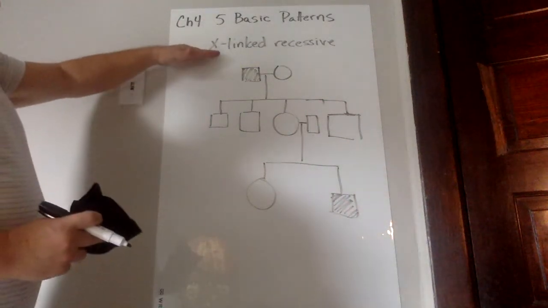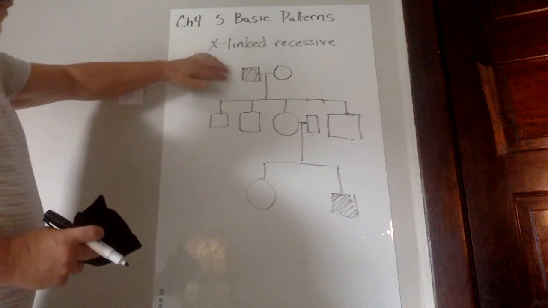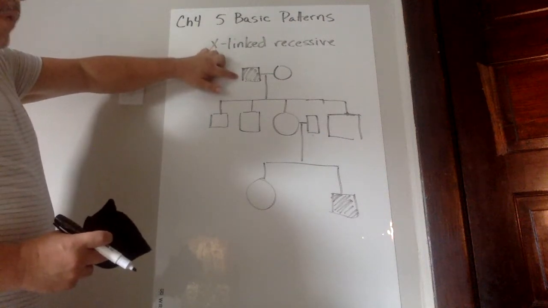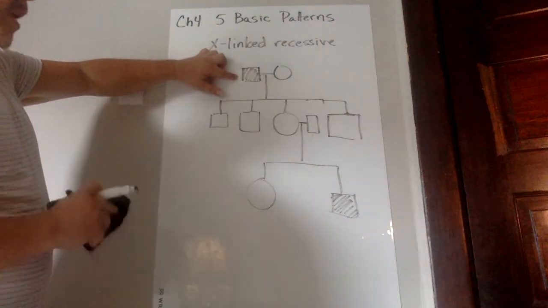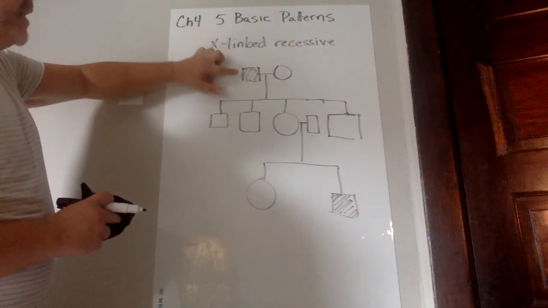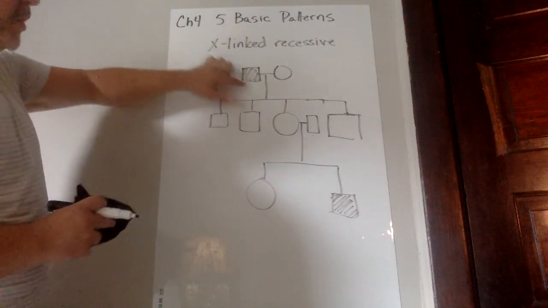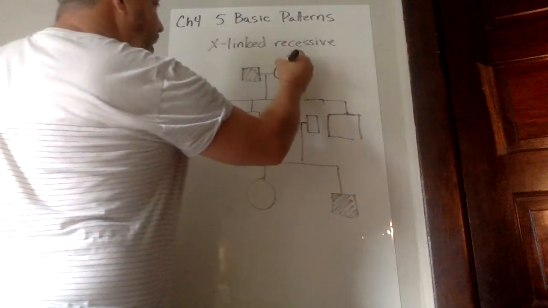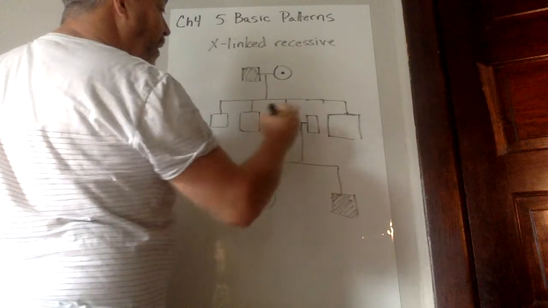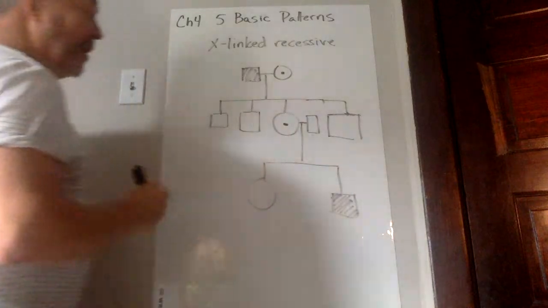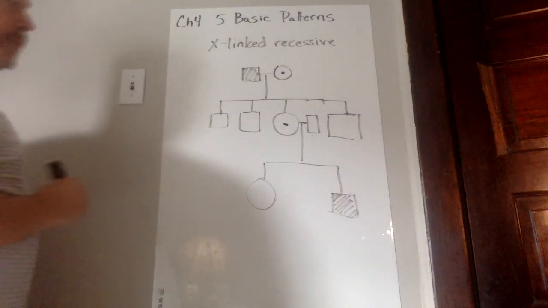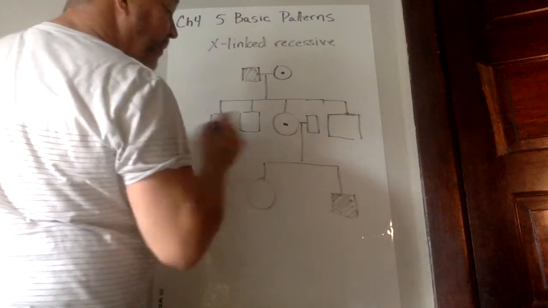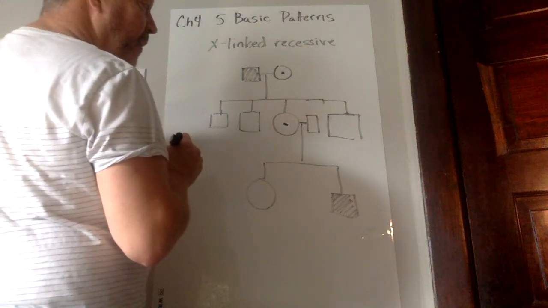So X-linked recessives, the pattern we're going to look for: do males only have it? Don't worry about the exceptions. And do we see it skipping generations? So I see it in the first generation, and I see it in the third generation, which means that mom must have been a carrier, and she must have passed that on to her daughter, and then her daughter passed it on to a son.